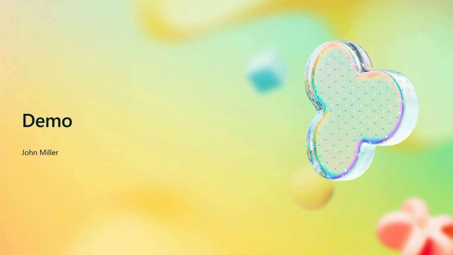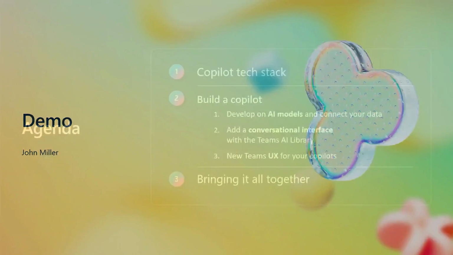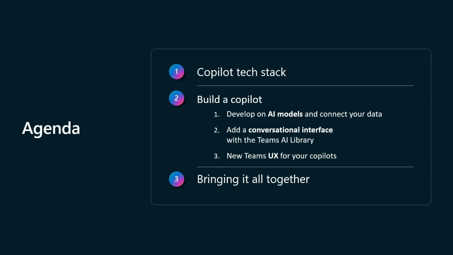You're looking at a one-on-one chat in that demo, but all this stuff is equally applicable in group scopes, like our group chats, our meetings, our channels, things of that nature. So like John said, in this session, we're going to give you the clear end-to-end picture for building and deploying a Copilot just like that one into Teams.